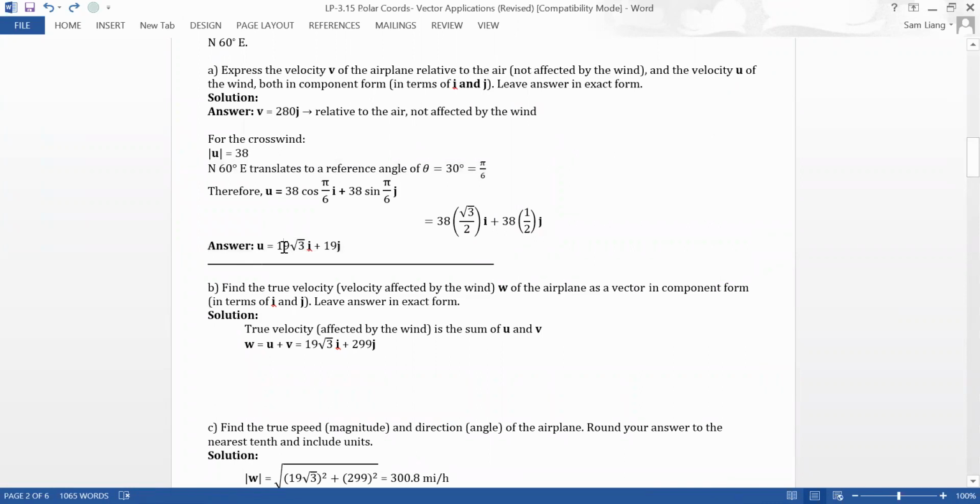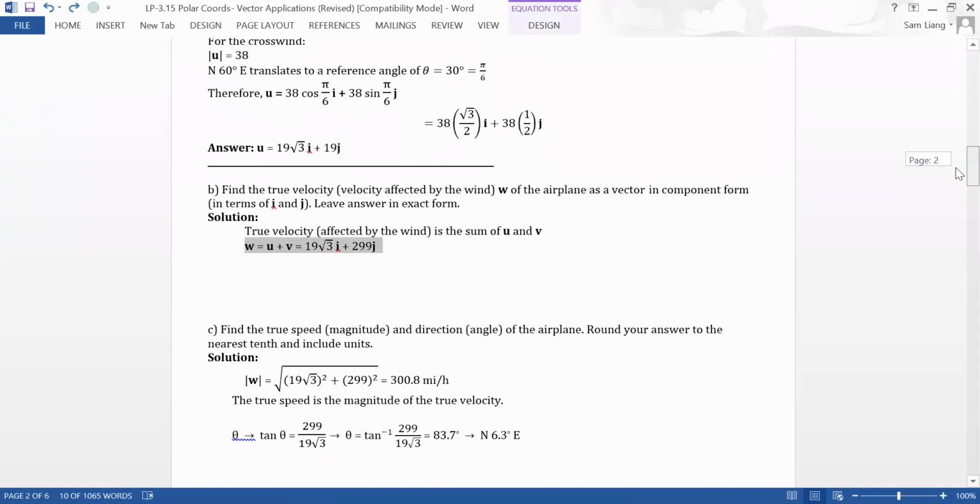For the horizontal component, it's going to be just 19 root 3, because for the airplane there's no horizontal component. It's just 0i, so it's going to be 19 root 3 i. And then for the vertical component, it's going to be 280 plus 19, which is 299j. So this is your final answer for part B. That's all it is.